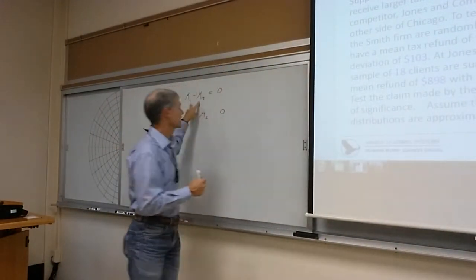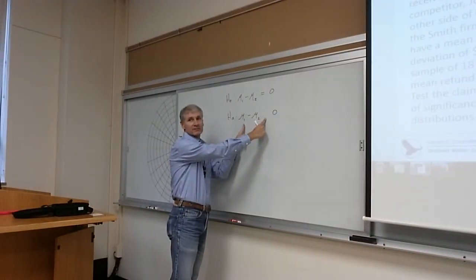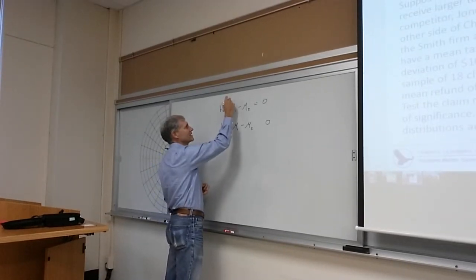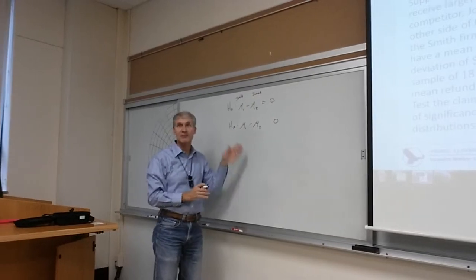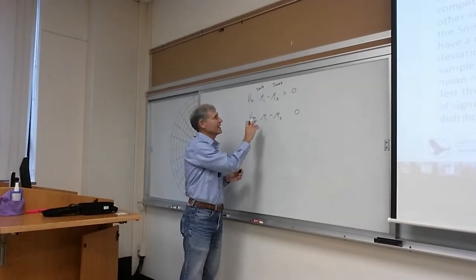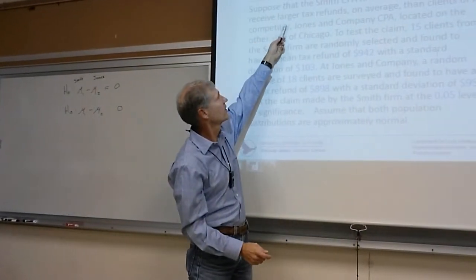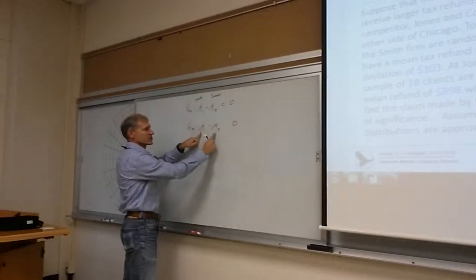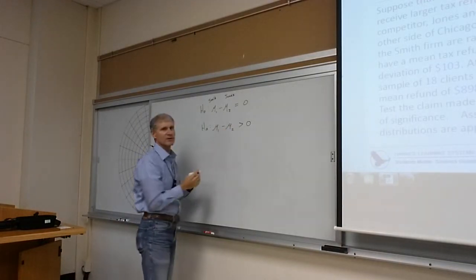But once you pick a direction of subtraction, you've got to make sure you get this pointing in the right direction. I do this for my own memory, since I don't really have a memory. I write down which is 1 and which is 2 above there so that I always keep it straight. Now, if their claim is true, Smith gives larger tax refunds than Jones. Smith is larger than Jones. This number should be positive, so greater than 0.